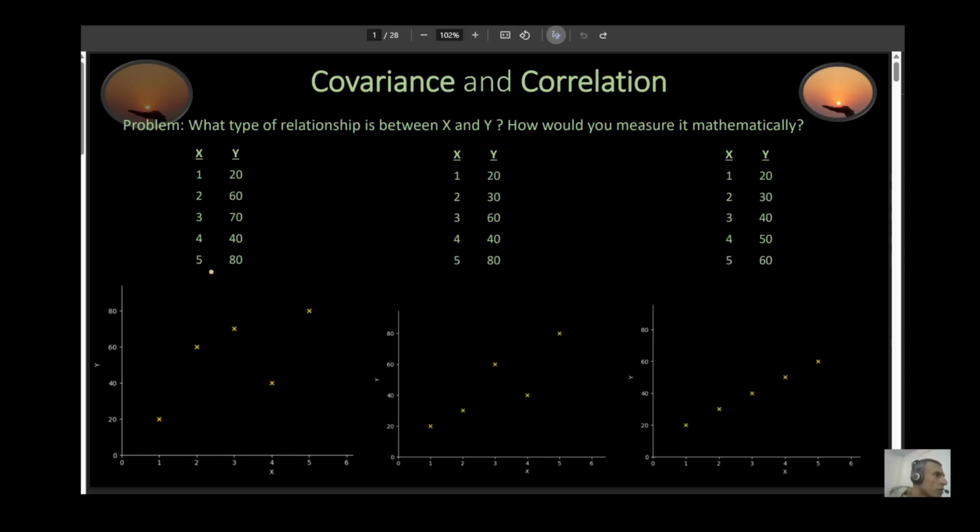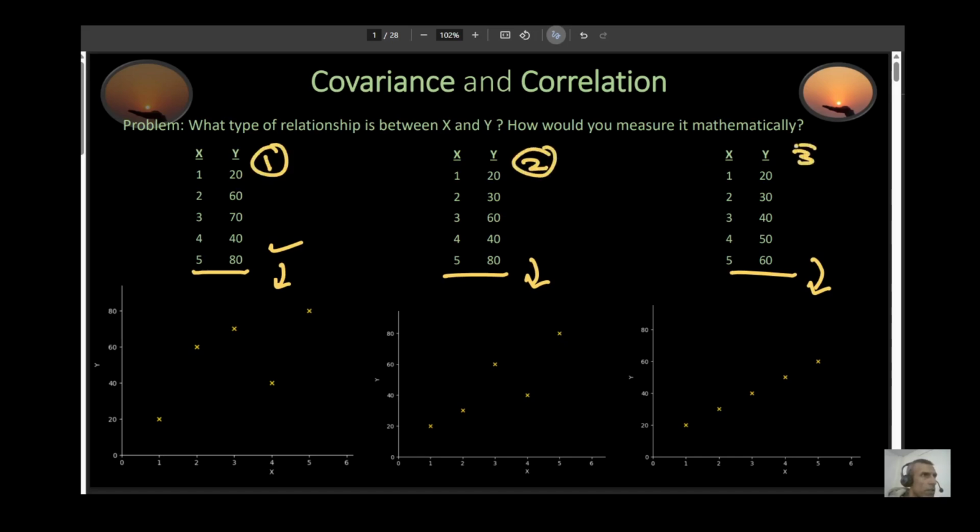Suppose I give you three types of data. This one, and I plotted over here. This one, plotted over here. And this one, I plotted over here. And I ask you to tell me what type of relationship exists between X and Y in this case, and in this case, and in this case.